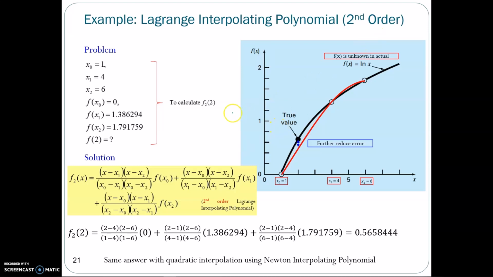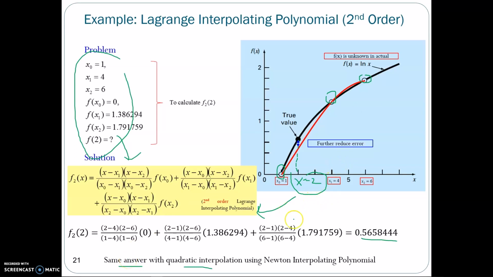In this example, we apply the second order Lagrange interpolating polynomial to solve the interpolation problem. We are using the information given in these three measure points here to interpolate the value at x equal to 2. And then you substitute all the parameters inside the formula. Then you can obtain the answer to be 0.565. If you compare this answer with the previous quadratic interpolation result, we find that the answer is the same. Therefore, we can conclude that both methods have the same accuracy, but the Newton method is less efficient because it needs to compute the finite divided difference.